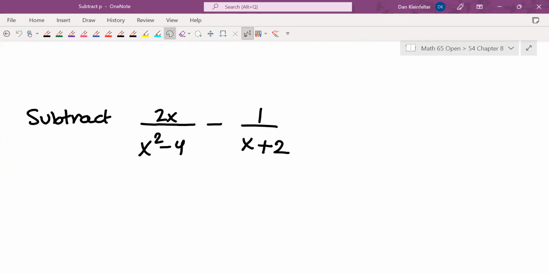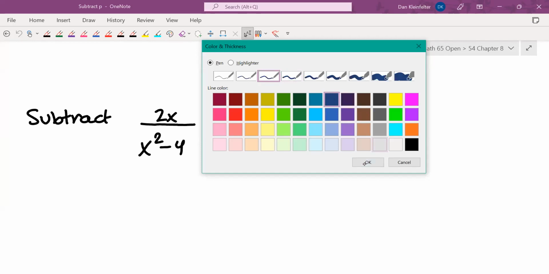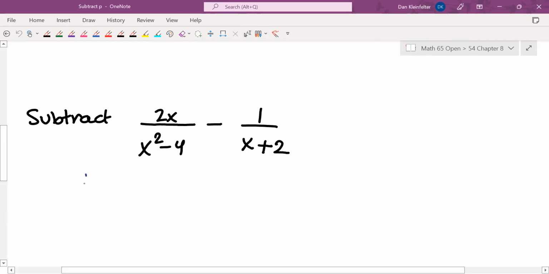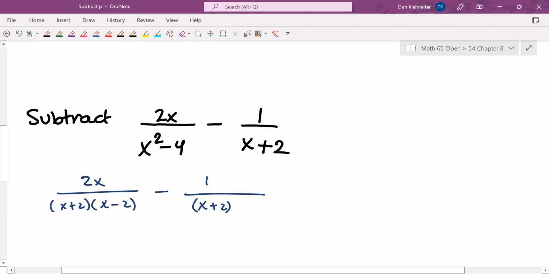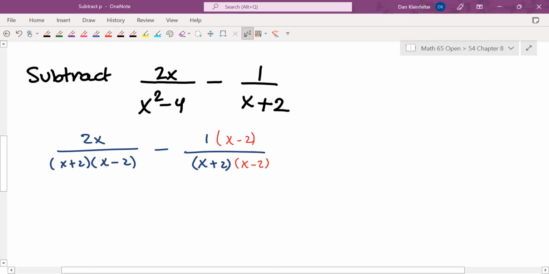Okay, so let's try this next one next. We've got 2x over x squared minus 4. That will factor as x plus 2 times x minus 2. And 2x. And then our second fraction was just x plus 2. So this time I don't need to make any modifications to the first fraction because it already has every factor of the second denominator. So it'll only be the second fraction that needs messing with. We'll just need to insert that factor of x minus 2 in the second fraction.